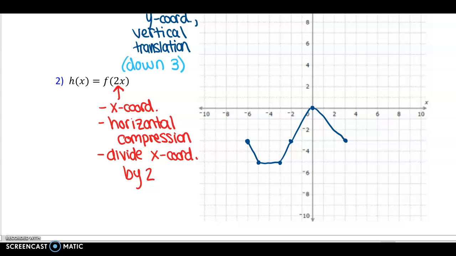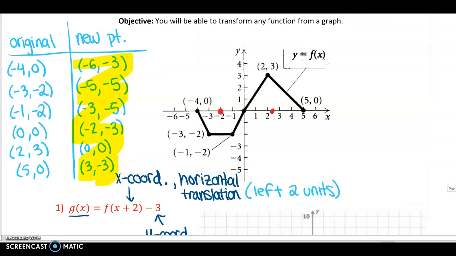So if done correctly, this graph should look very similar to our original graph of f, but it's going to compress horizontally by dividing all the x coordinates by 2. So it's going to look something like this. Very similar to the original, not a great picture, but it's going to be squished.